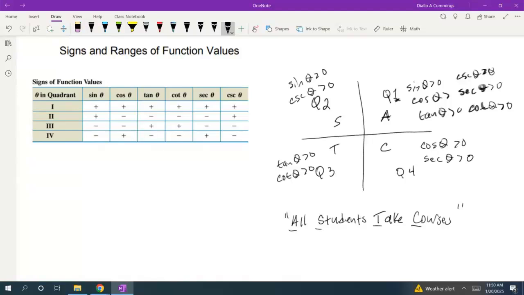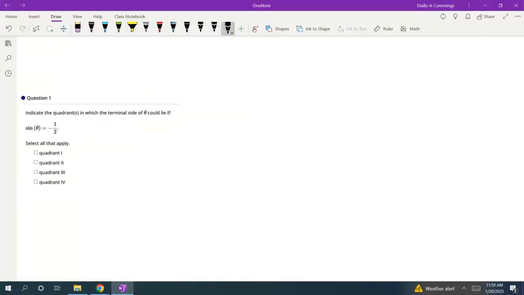So let's put this to use. Indicate the quadrant or quadrants in which the terminal side of theta could be found. We're given that the sine of theta is equal to -1/2. So we're actually finding which quadrants. All students take courses. Which quadrant can the sine be negative?